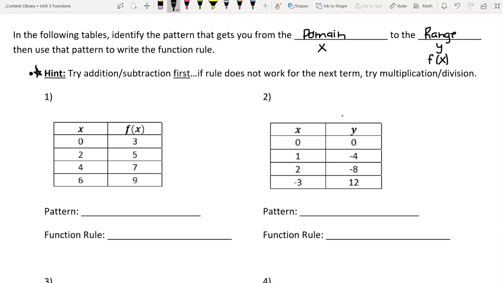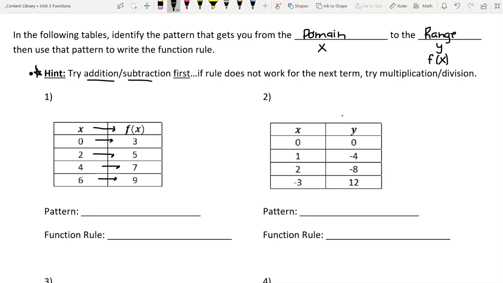Here's a really helpful hint. Try adding and subtracting first, and if it doesn't work, then go back to the first one and then try multiplication and division, because addition and subtraction is usually easier to spot. So I tell kids, start there, and if it doesn't work, back up. So what that means here is we're looking from x to f of x each time, okay? Like, how do I get from x to f of x? You're going to kind of notice a pattern, and you're just going to check to see if it works, okay?